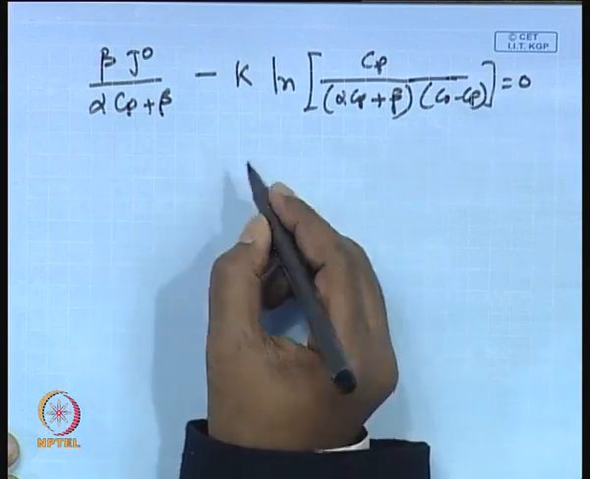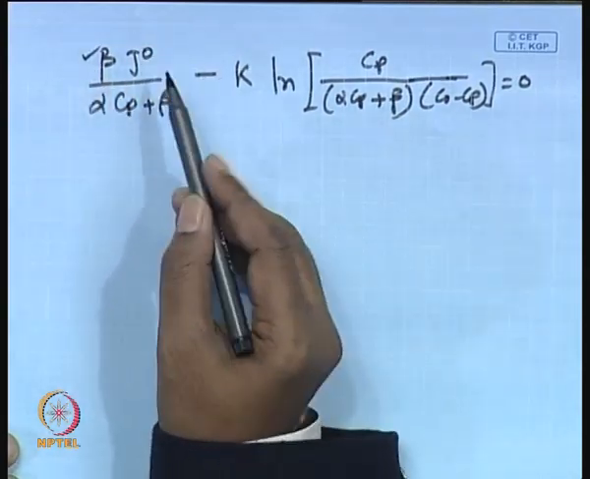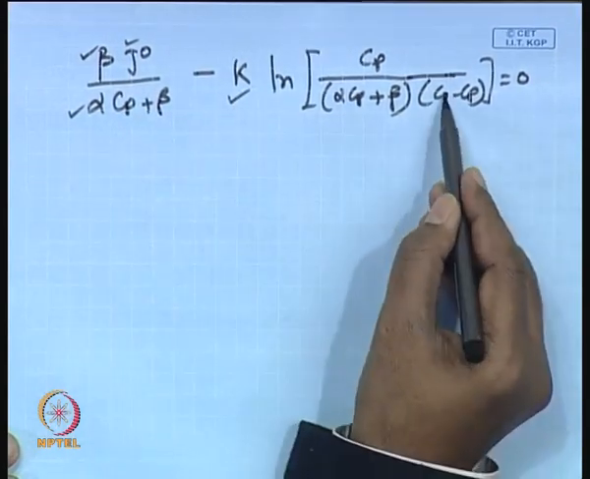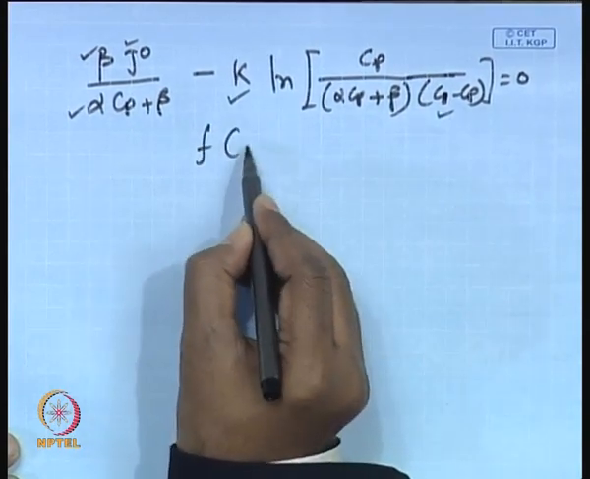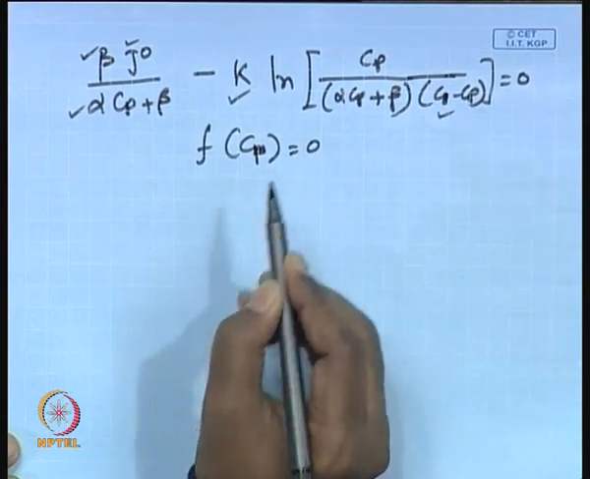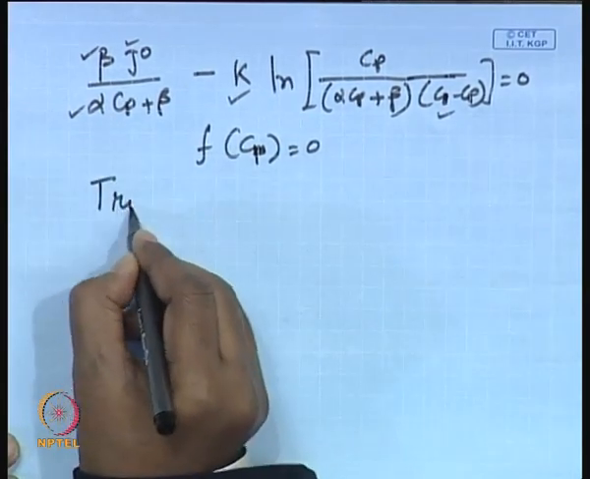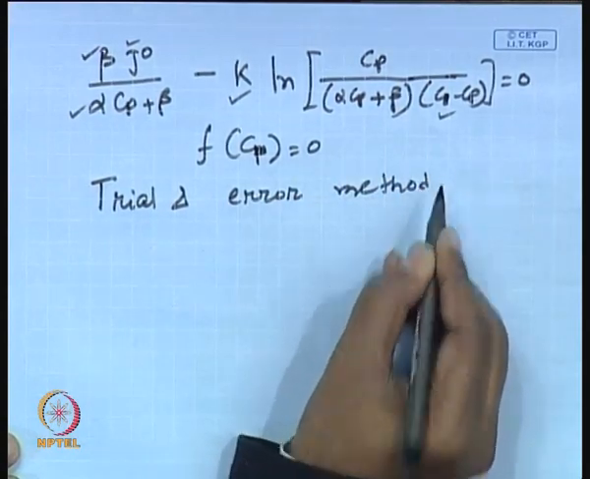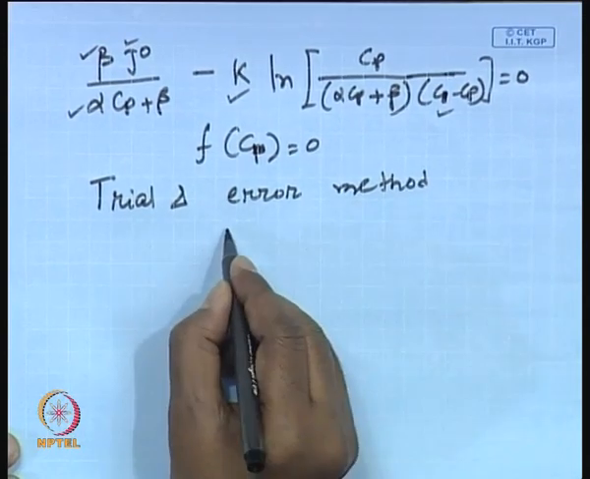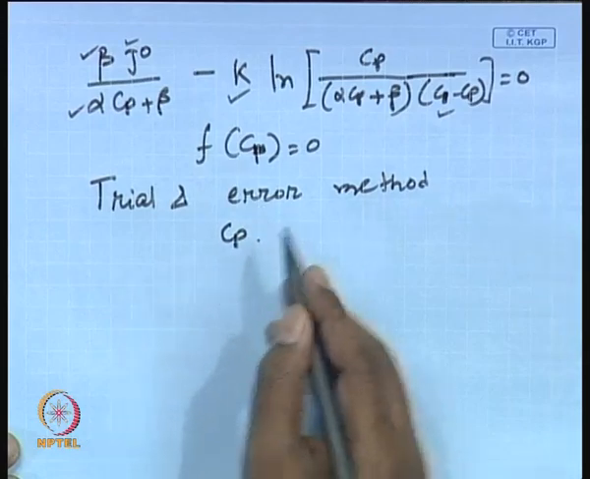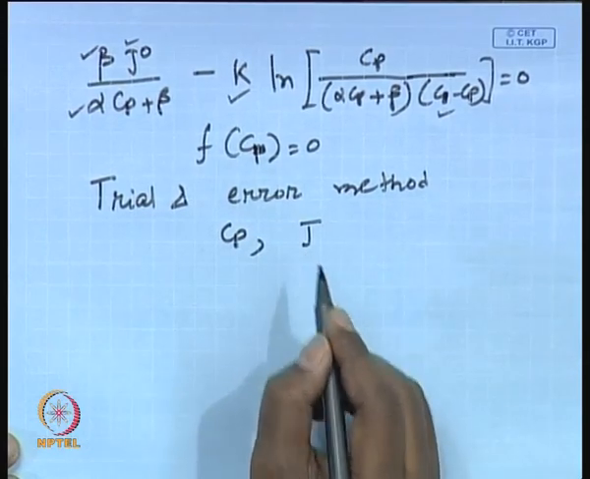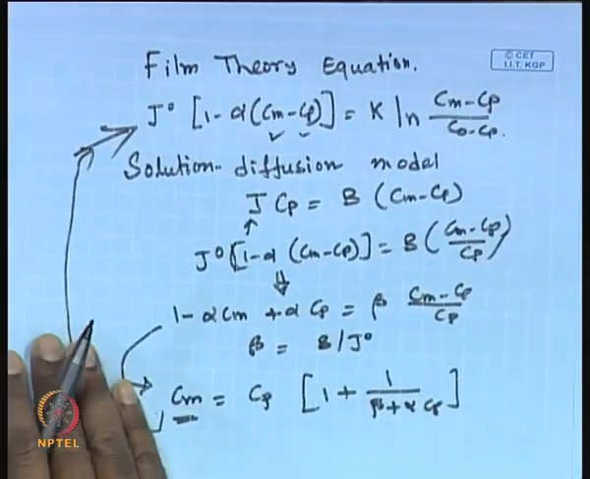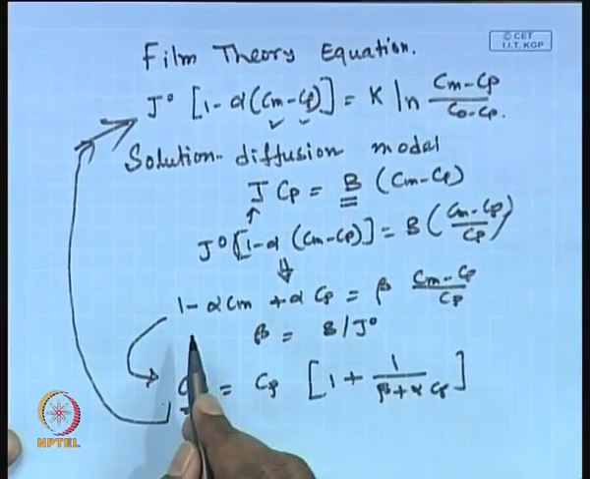So, this beta will be known, alpha will be known, J naught will be known, the mass transfer coefficient will be known, feed concentration will be known. So, again it will give you a nonlinear algebraic equation in terms of C p. So, you can use a trial and error method to obtain the value of C p. Once you know the value of C p, you can substitute in any of the equations and get the estimate of J. Okay. If there is only one parameter, if you remember, this parameter is the solute permeability through the membrane, that is B, is known to you.